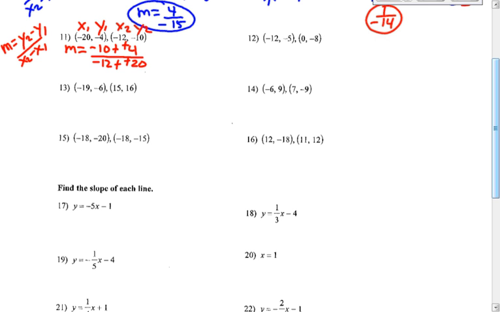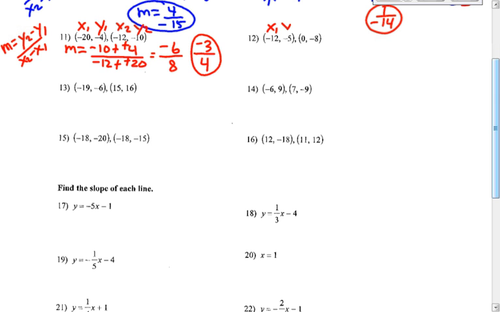So you have negative 10 plus 4, and that's negative 6. And you have negative 12 plus 20, and you have 8. So this is a negative slope, and to reduce that, you divide by 2, and the final answer is negative 3 over 4.